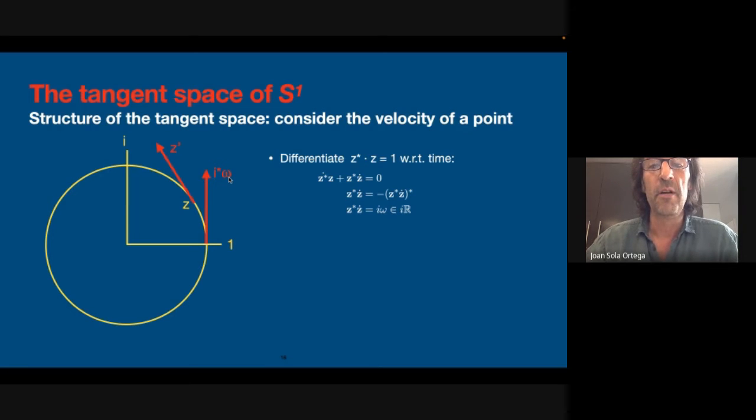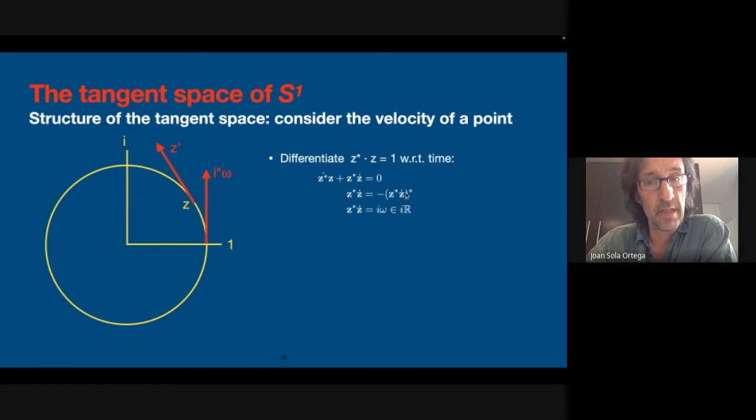So let's take the constraint defining this group, z conjugate times z equals 1, and let's apply the derivative with respect to time. So we get z conjugate dot z plus z conjugate z dot equals 0. This is the derivative of this constraint. We manipulate a little bit, and we arrive at the following expression. This is very important: z conjugate z dot equals minus (z conjugate z dot) conjugate. This is a manipulation of this equation here. No big deal. You put this on the other side and put the conjugate outside and manipulate a little bit.